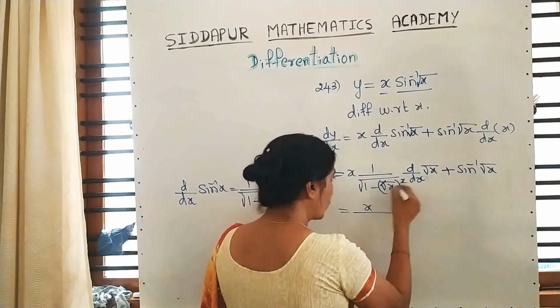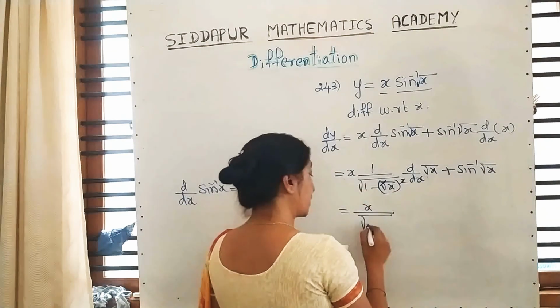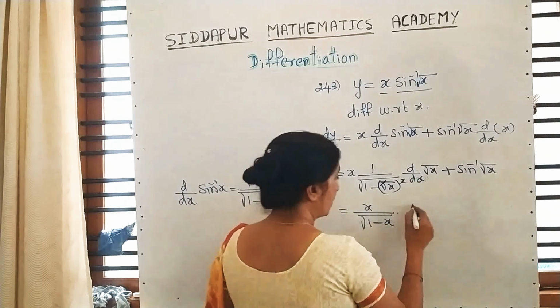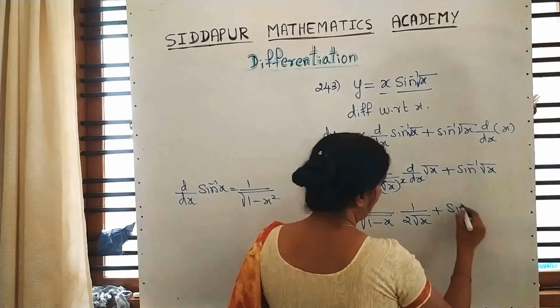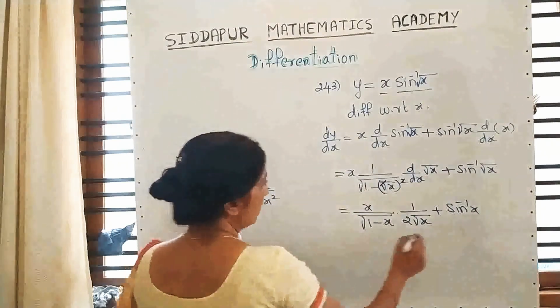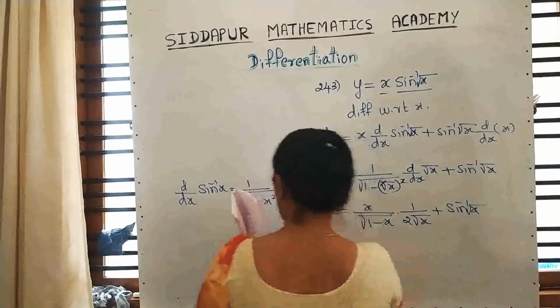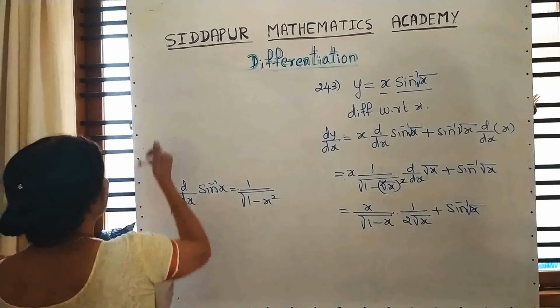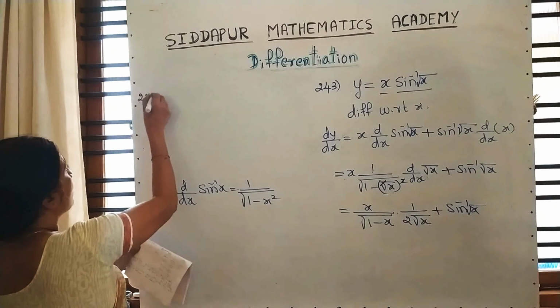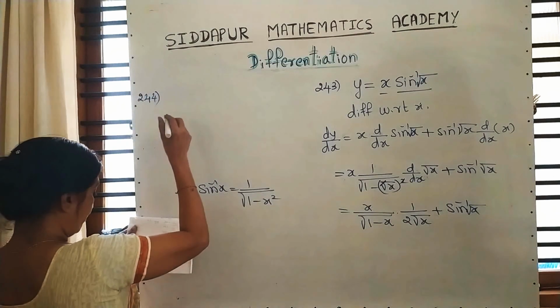Here this square root and square get cancelled, not with outside. Differentiation of root x is 1 by 2 root x, plus sine inverse root x. See, is it very simple or what? Yes. If you know the concept, then only the sums become very simple. 244.